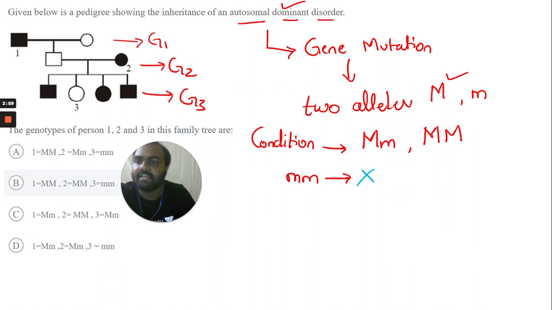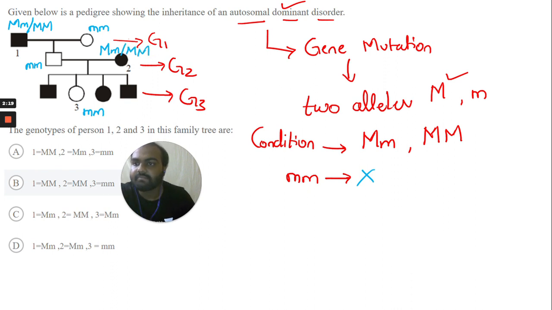unaffected individuals. In the first generation, the female is small m, the second generation male, who is unaffected, is also small m, and in the third generation, the number 3 female, who is not affected, is also small m. So there is a probability in the first generation, number 1, the affected male, can have big M small m or big M, and in the second generation, the affected female can have big M small m or big M.